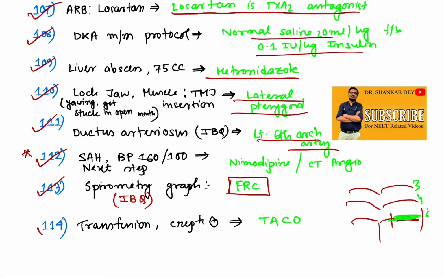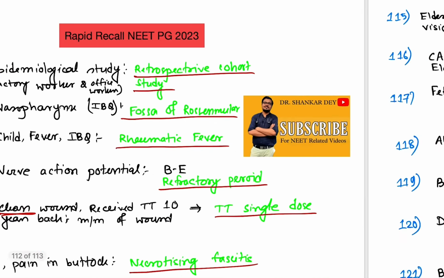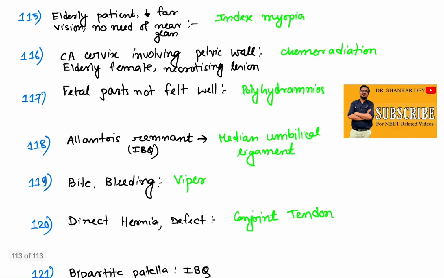Then I think one blood transfusion related question, after blood transfusion bilateral crepitations were found. What is this? This is transfusion associated circulatory overload, TACO, or fluid overload. Next, coming to question number 150, elderly patient, decreased far vision, no need of near glasses. This is an example of index myopia because of cataract, index myopia, nuclear cataract.